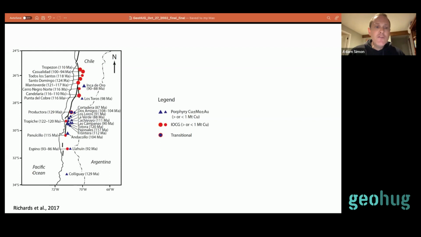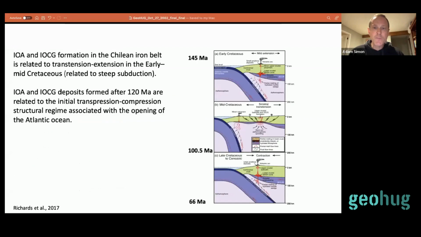And then we see some deposits, for example, Productora, that have characteristics of both porphyry and IOCG systems. What you can see here on this map from Jeremy's paper is that if we look at the ages, there is a broad overlap in the time of formation between some of the IOCG and some of the porphyry systems. And I'll come back and tell you why I think that's important.